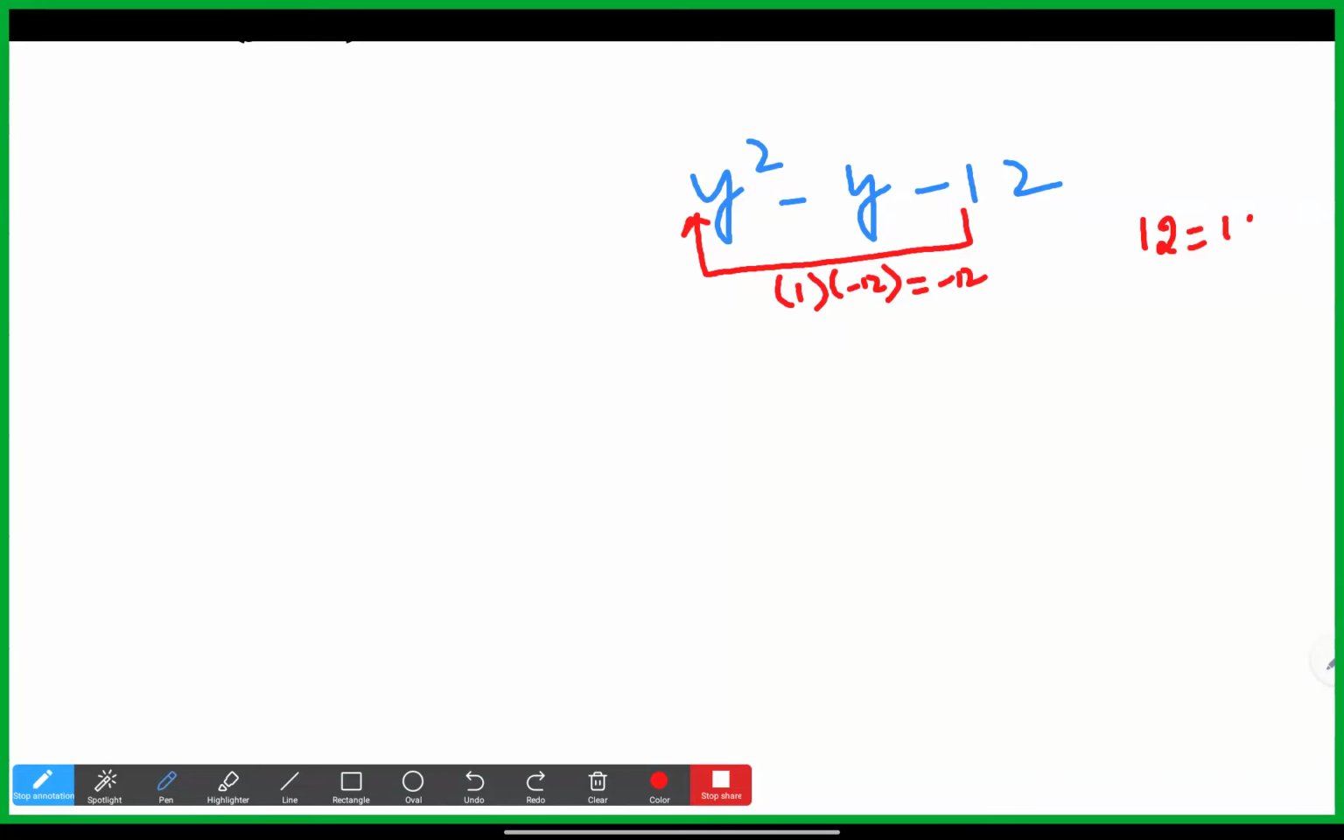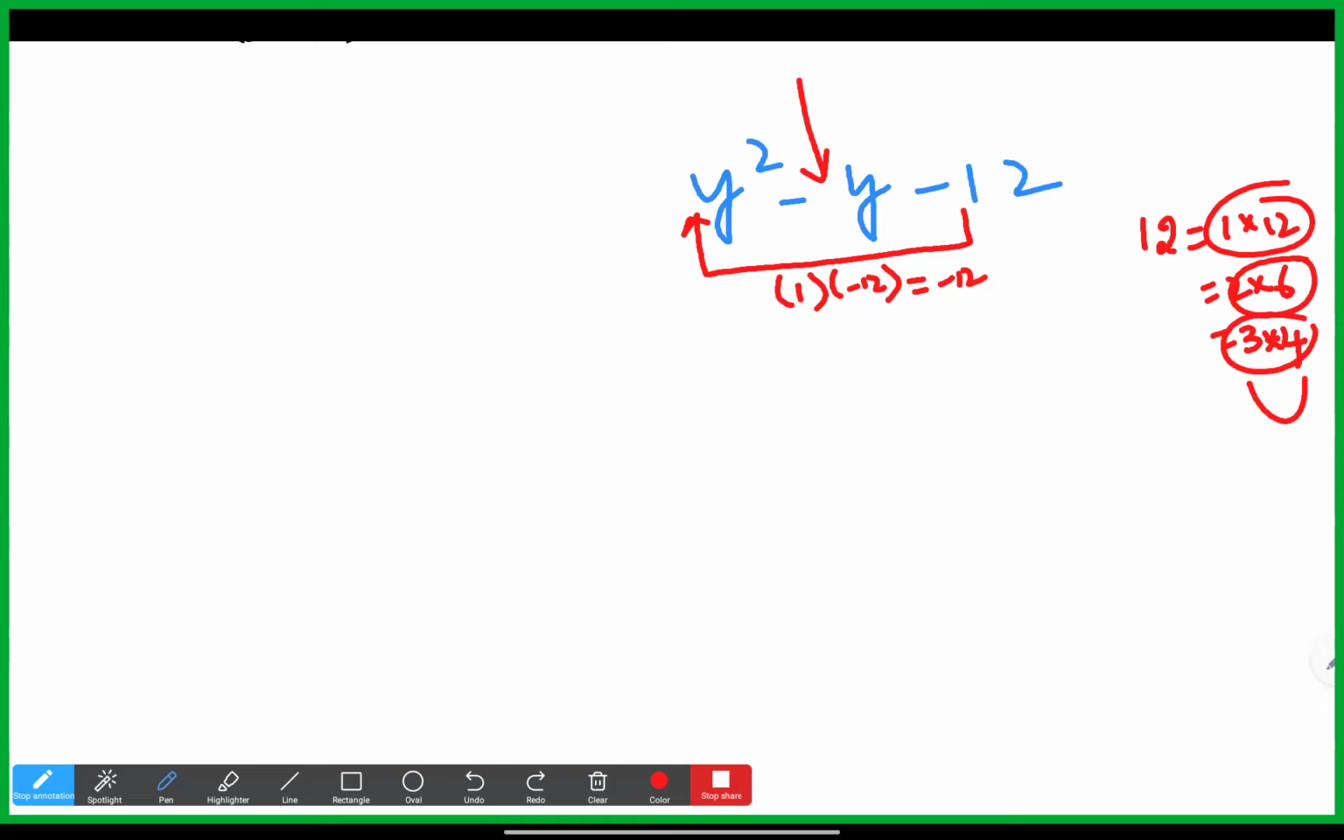Factors means 1 into 12, 2 into 6, 3 into 4. Now, among these possibilities, which of their sum or difference is equal to 1? Where from did 1 come? 1 is the middle term coefficient. So, the middle term y, with nothing before it, is 1. That means which of these two factors, if you add or subtract, you will get 1.